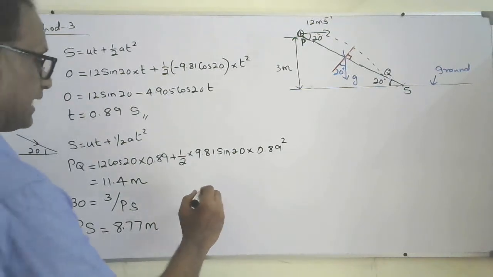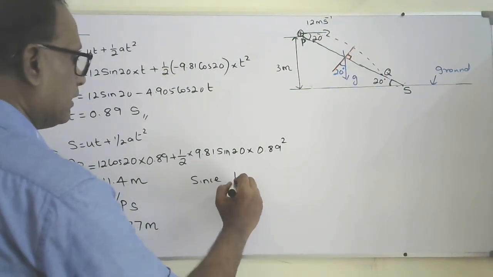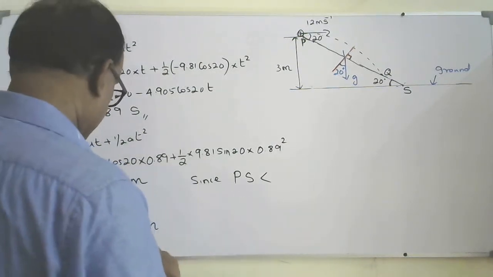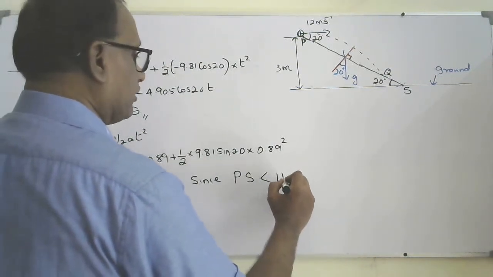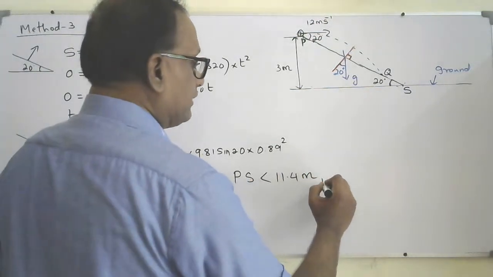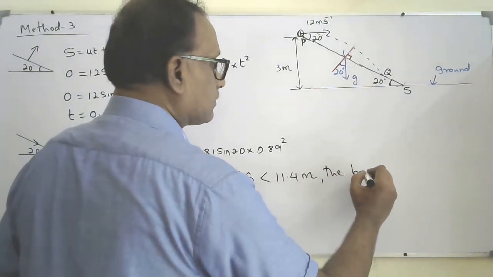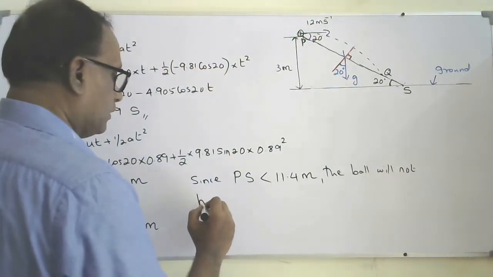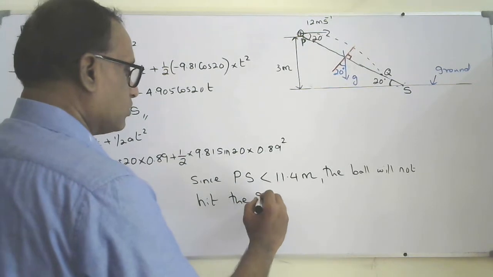So I can say, since PS, that is 8.77 meters, is less than 11.4 meters, which is the range along the slope, the ball will not hit the slope.